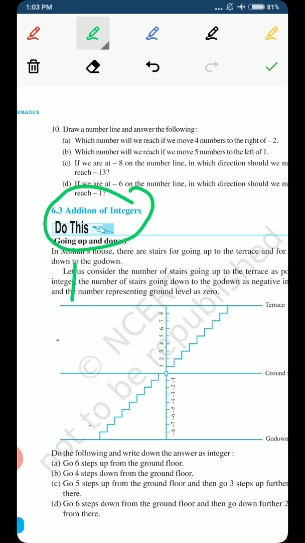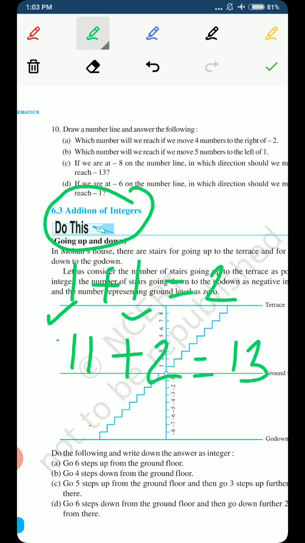If we have 1 plus 1, 1 is a positive integer and 1 is a positive integer, so this is equal to 2. Positive integer 11 plus positive integer 2 is equal to 13. Positive integer 100 plus positive integer 5 is equal to 105. This means we can easily add the positive integers.